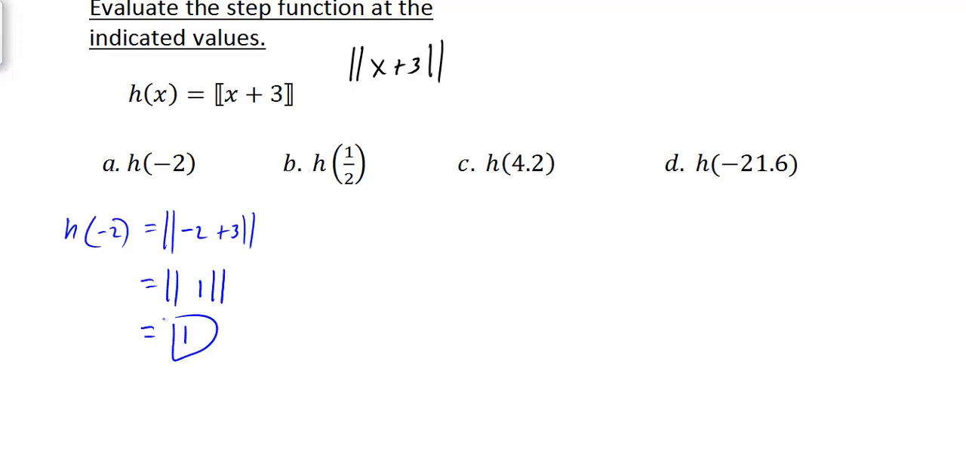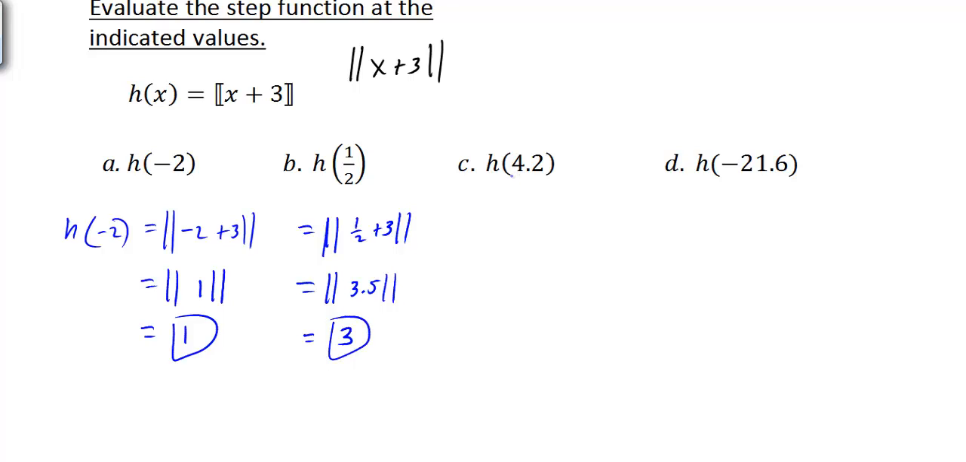Now, if we look at the next function, we have h of 1/2. So if we plug that in, we would have 1/2 plus 3. Okay. Now again, before we perform the operation, we want to add these together. So 1/2 plus 3, we could simply write as 3.5. And if we have 3.5, is 3.5 an integer? And the answer is no. So therefore, we need to look at the greatest integer that is less than 3.5. And that would simply be 3.